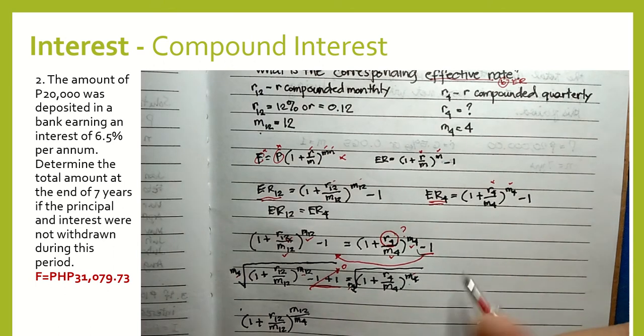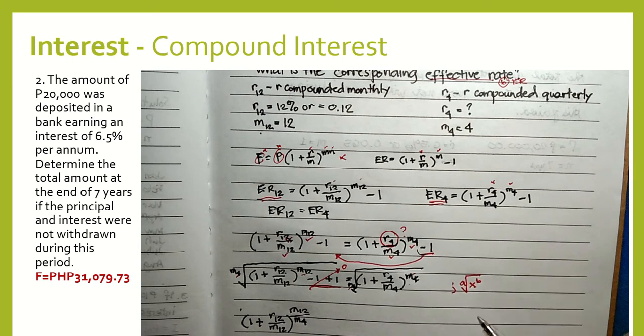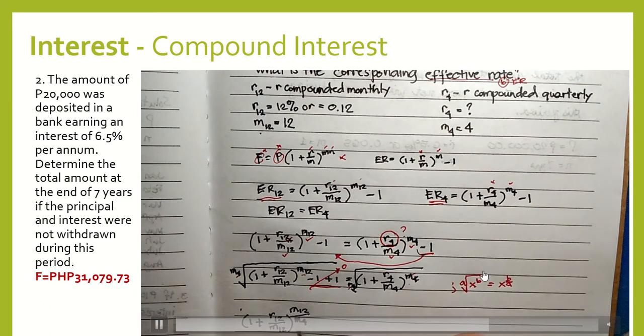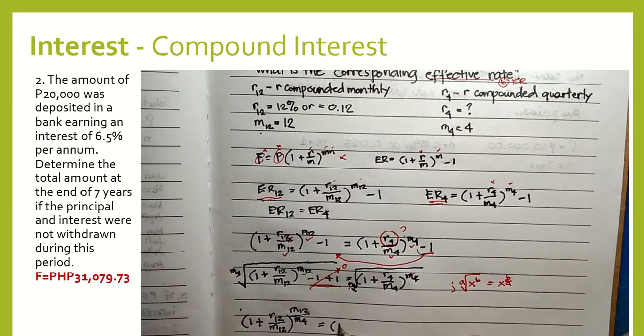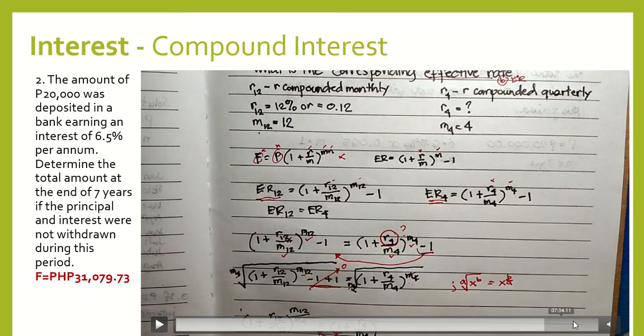If you will recall the laws of exponents, an a-th root of a variable, say x raised to power b, can be rewritten as x raised to b over a. So that is why we have this term here. That is equal to the quantity of 1 plus R sub 4 over M sub 4. So as you can see here, we can now let R sub 4 be left on one side. So I will just forward this video here.